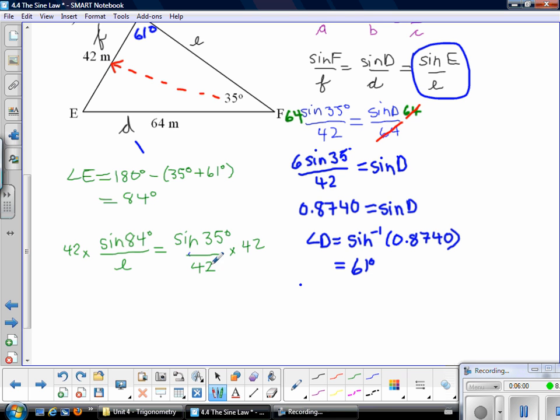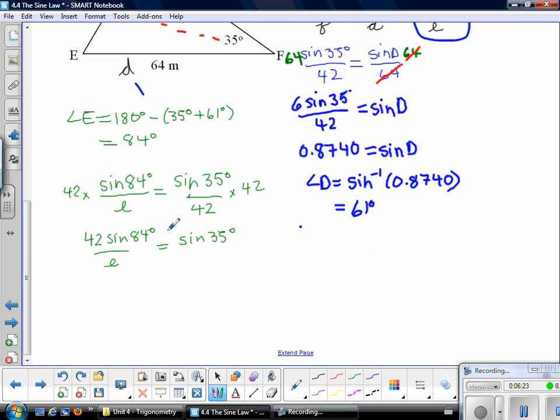And what happens, this cancels out, and that's the start. So I have 42 sine of 84 over E equals the sine of 35. Okay, so we're working on getting that by itself. This is one way. I could actually have divided this side and actually got it that way. So what I need to do is, again, I cross multiply and then I have to divide.